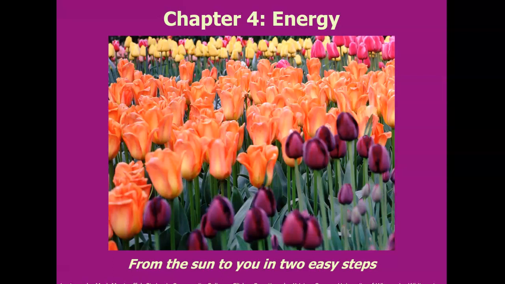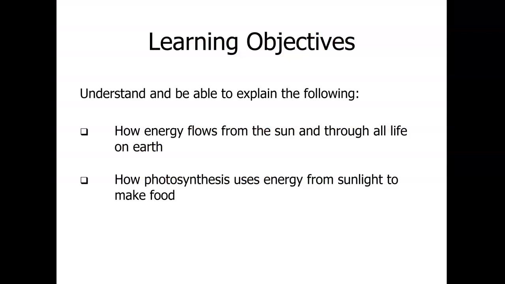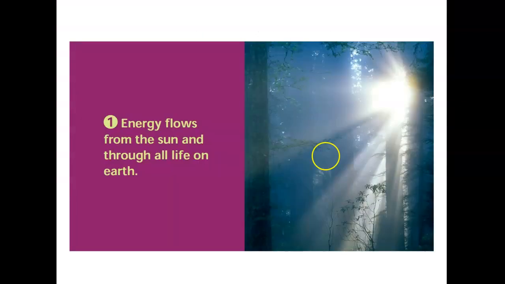So let's get started. Energy is able to come from the sun and go into a chemical form that we're able to use, and that's going to be processed through photosynthesis. So energy flows from the sun and through all of life on Earth.